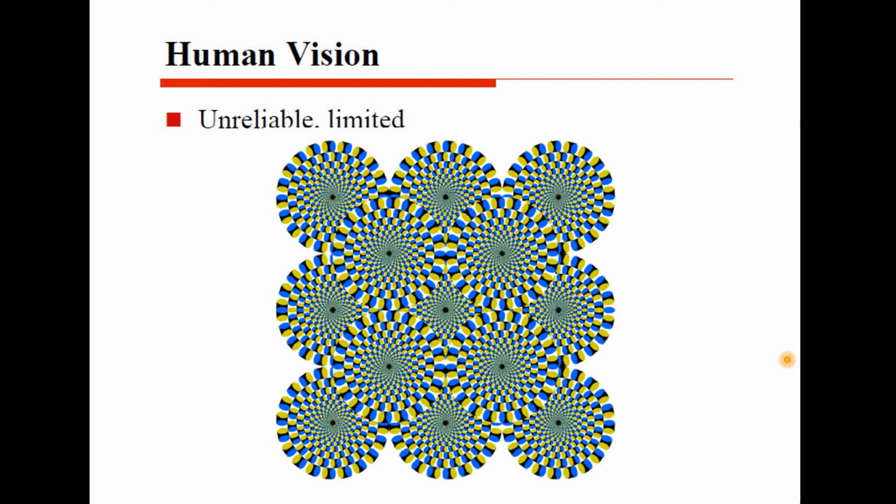So here is one example. I ask you to take one of these black dots and look at that dot for 5 seconds. Just focus on one black dot, don't look around. When you focus on the black dot for a very long time and then suddenly look at the other objects, you will feel as if all these things are moving in circles.